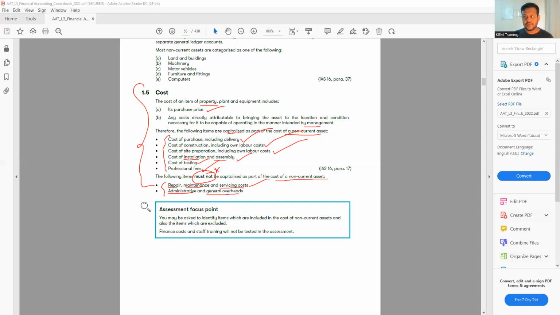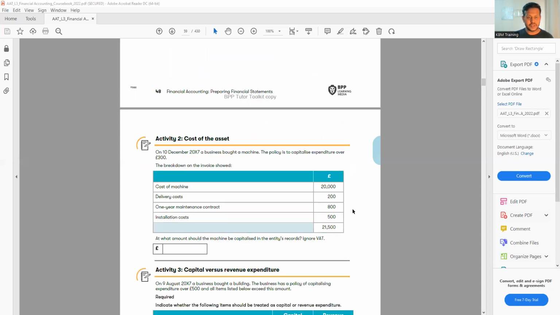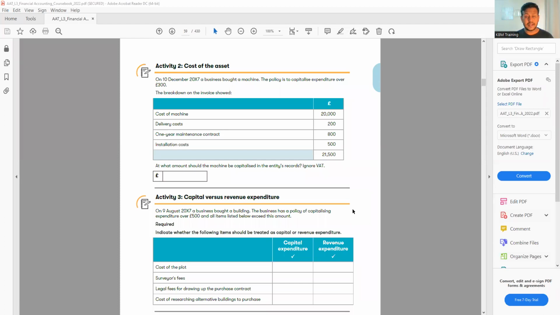All right, let's move on to our next section. On the next page, we have activity 2. Let's have a look at this activity and let's see if we can solve it together.